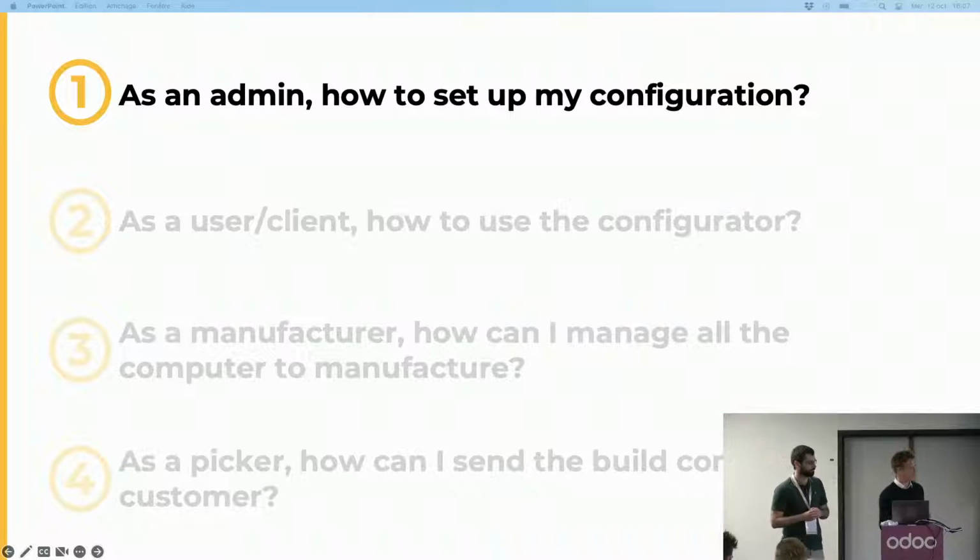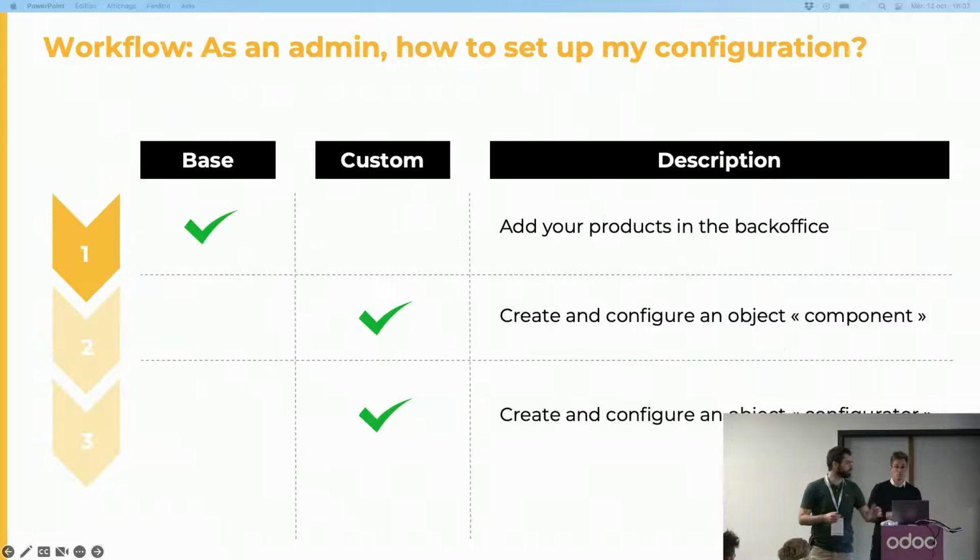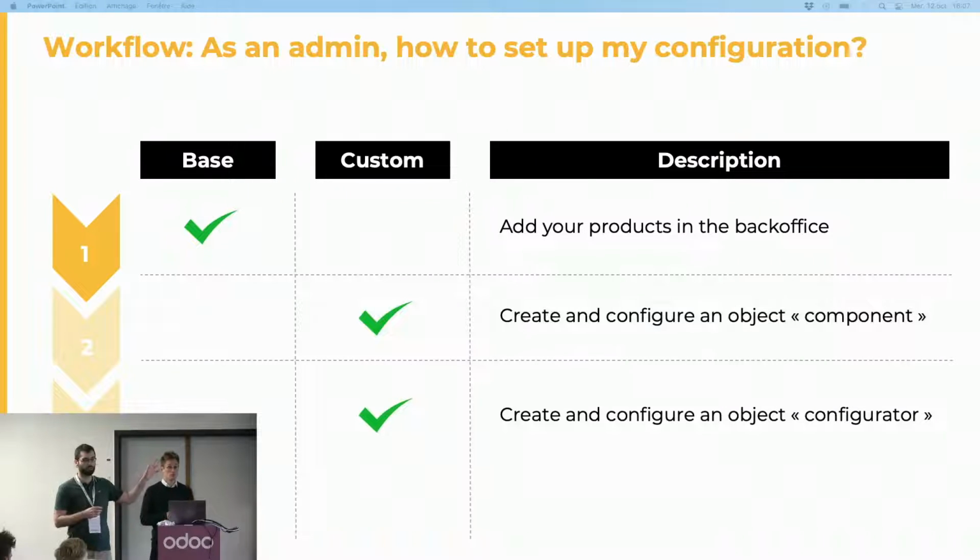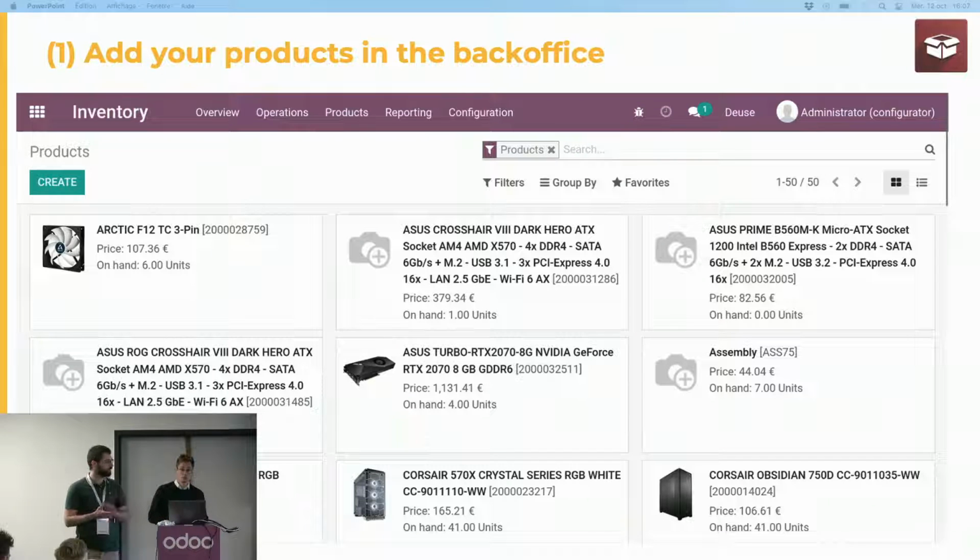Yeah, thank you, Joachim. Now that we have described the solution as a whole, what we wanted to do is to take you through all the work, the process and the flow for each type of user. So first, as an administrator, how can I set up my configuration now? Okay, that's very easy. There are only 3 steps that you have to follow. The first one is based on base Odoo modules, which is simply to add all your products to the database. It's very easy. You can go to the inventory app and add your products there.